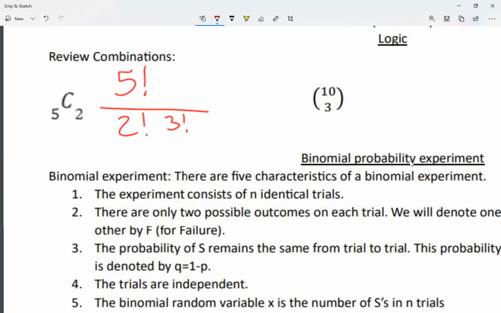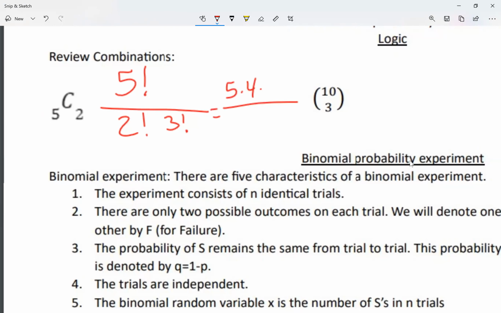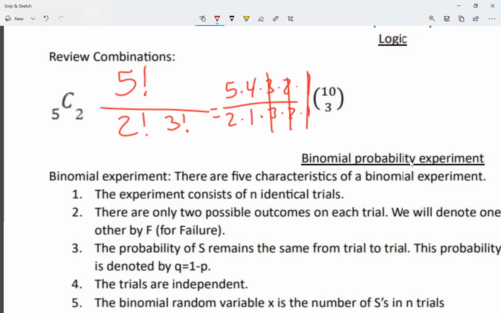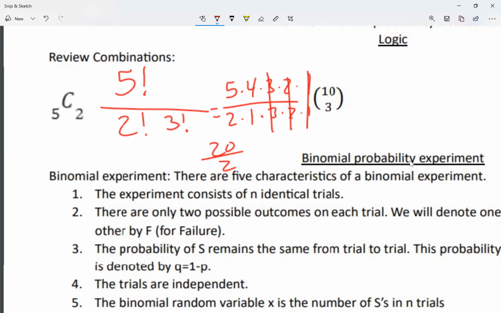Okay, so now 5 factorial, I know that's 5 times 4 times 3 times 2 times 1. 2 factorial is 2 times 1. 3 factorial is 3 times 2 times 1. Interesting, this 3, this 2, this 1 cancel out. So I have, on my top, 20, over 2. Now 20 divided by 2 is just 10.